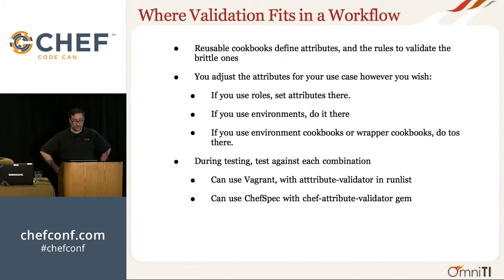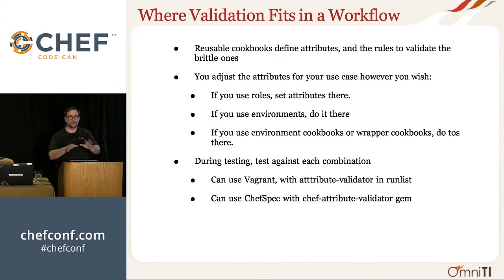So anyway, during the testing run, how can you test this? I use it personally in at least two different ways. During a Vagrant test run, I'll just throw attribute validator into the run list, and off we go. Alternatively, I also have a rake task that takes a Berksfile, unpacks it, looks at all the different cookbooks used, puts them back together in a combinatorial list of every possible run list, and then runs ChefSpec against that run list.